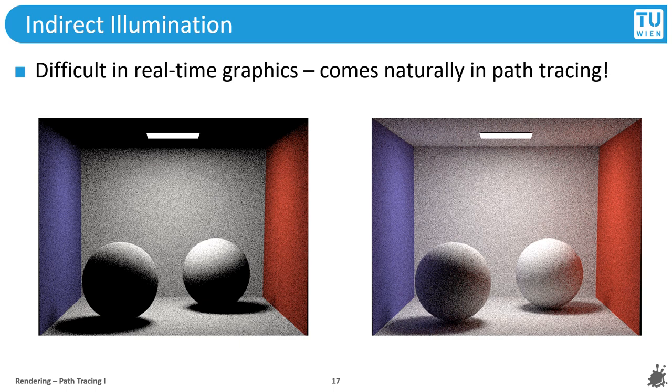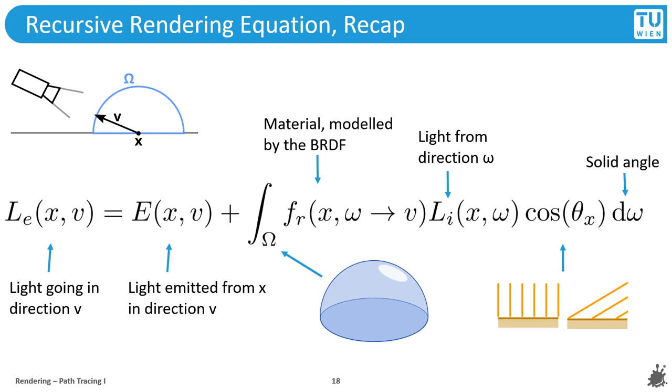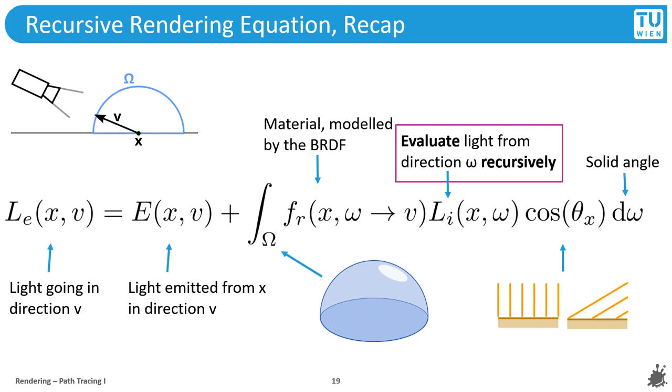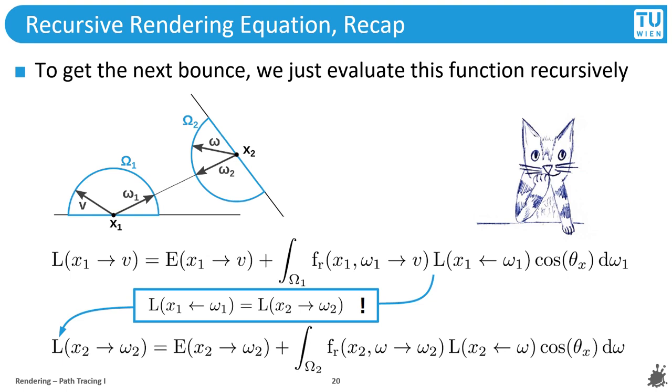The rendering equation that gives us the total light that we can observe from a certain direction at the surface point x is governed by the light that the surface emits plus the light it reflects from other directions. We know that one way to solve this is to evaluate the incoming light recursively because there is an equality between the light that is received at point x1 from point x2 in one direction and the light that is reflected at point x2 in the opposite direction. This means that if we want to evaluate the received light from direction omega 1 at point x1, we need only evaluate the reflectance function at point x2 in the opposite direction omega 2.